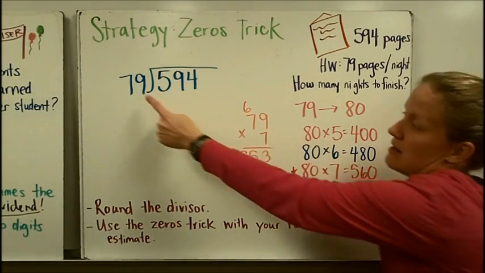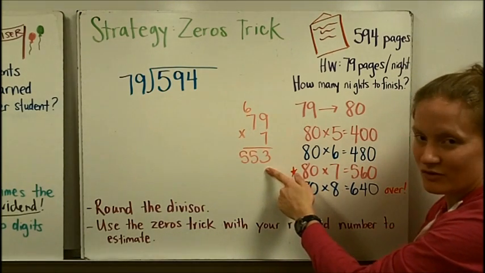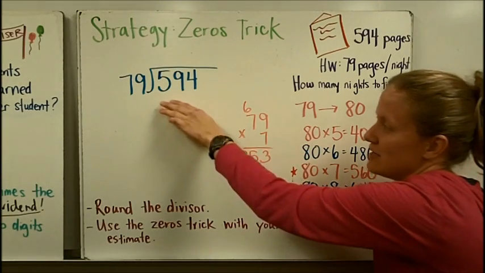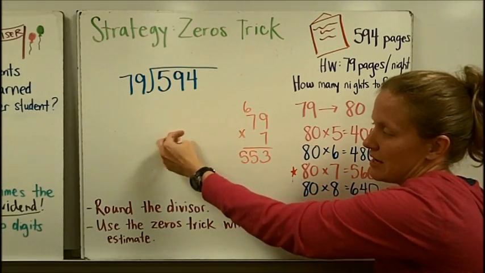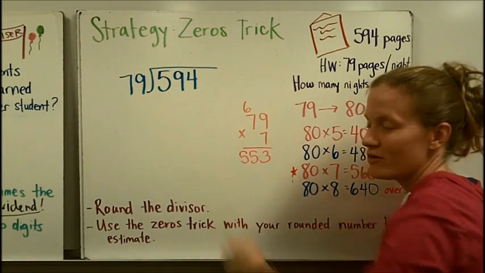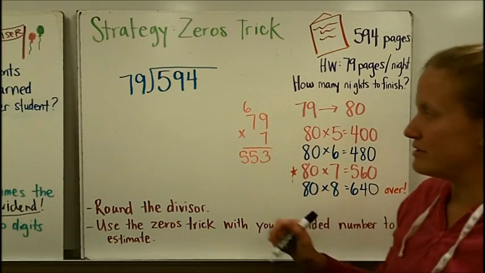So I went ahead and did my divisor times 7 and got 553. And I'm going to check that that makes sense by seeing when I subtract, if I get a difference down here that's smaller than my divisor, I know I'm good. So I'll show you what I mean. So I decided I'm going to go with 7.